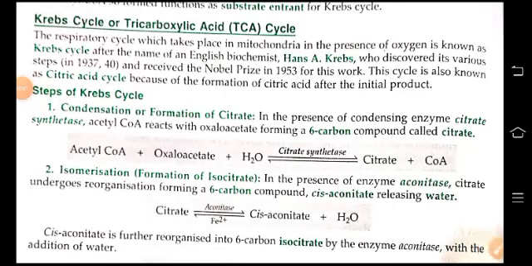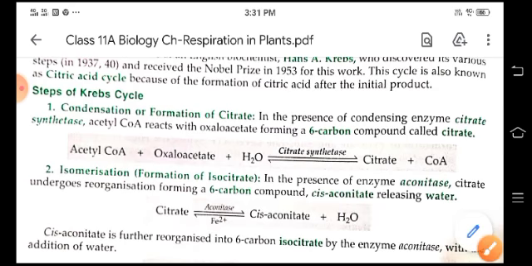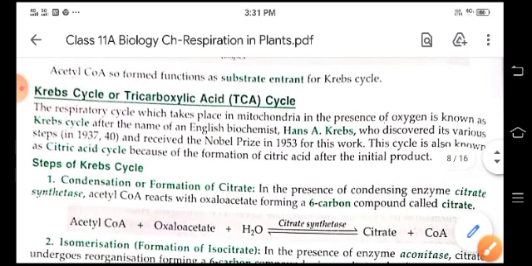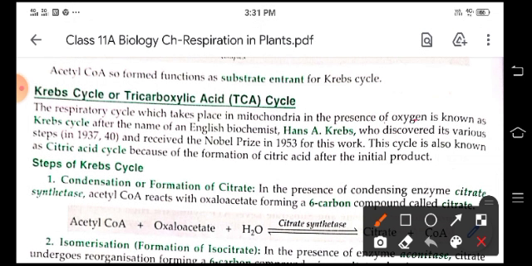Today we are going to start the Krebs cycle. In our previous class we have done glycolysis of respiration. The Krebs cycle, or tricarboxylic acid or TCA cycle, takes place in mitochondria in the presence of oxygen. It is known as Krebs cycle, and it is given the name after the scientist Hans A. Krebs. The cycle is also known as citric acid cycle because of formation of citric acid after the initial product.